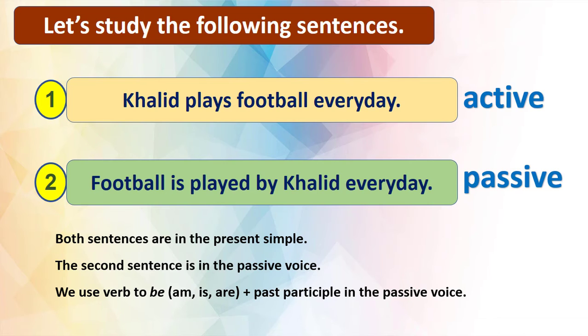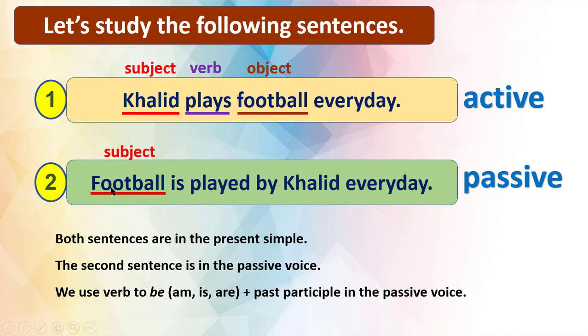Now, let's have a look at the sentences. What is the subject of the first sentence? Khalid is the subject. What about the verb? What is the verb of the first sentence? Plays. What is the object, المفعول, of the first sentence? Football. Now let's move to the second sentence. What is the subject of the second sentence? Football. If you notice that football was the object in the first sentence, so we started the sentence with the object.